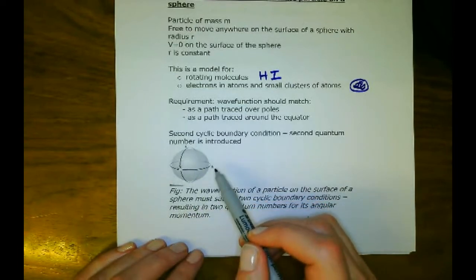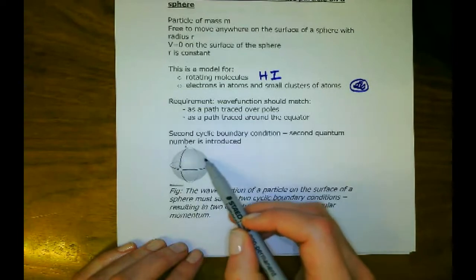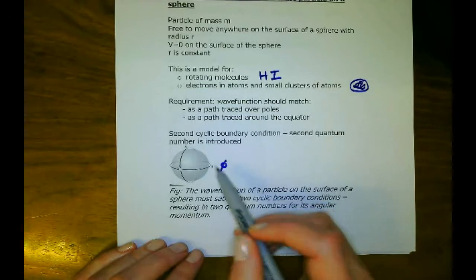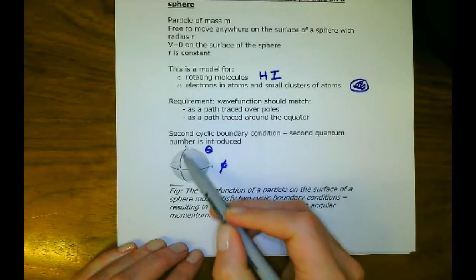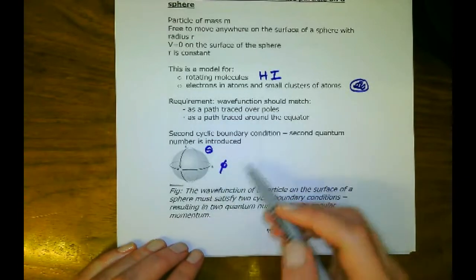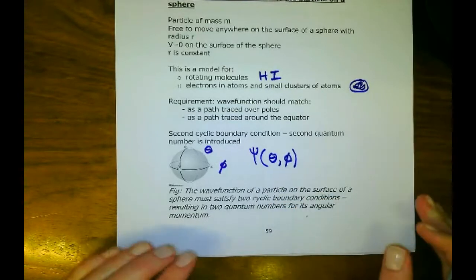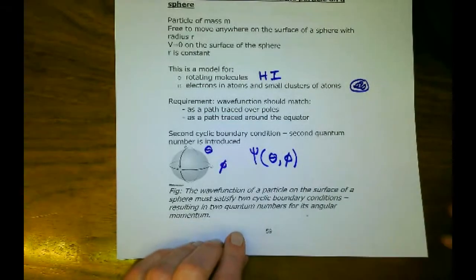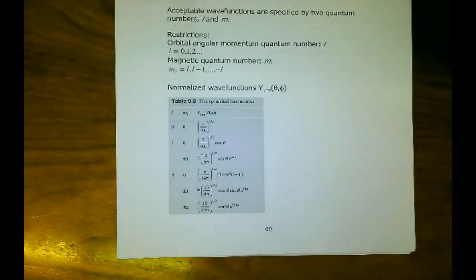So in this case we need a second quantum number. Phi was the angle that we used to describe the particle on a ring, so in the xy plane, the 2D system, and we're now going to introduce the angle theta to describe the angle over the poles. And we're going to see that a wave function is a function of both theta and phi, as indicated there. So we will need a second quantum number.